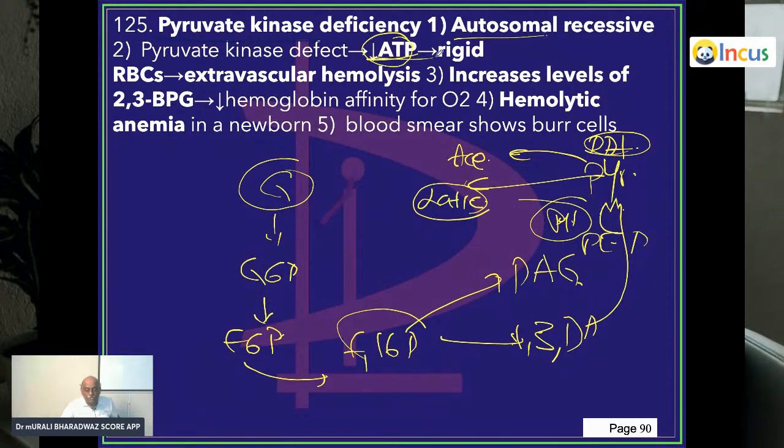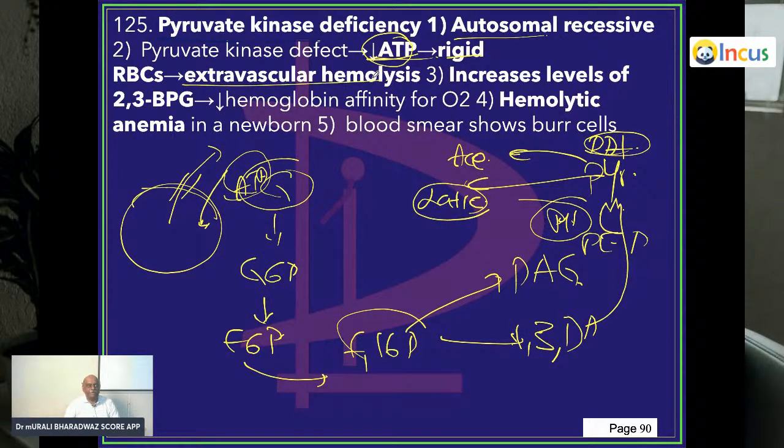If there is reduced ATP, what will happen? Normally, across our cell membrane, if ions need to go out and ions need to come in, it requires a lot of money, ATP. If ATP is not there, none of those movements occur and the RBC becomes rigid, and that leads to the spleen recognizing it.